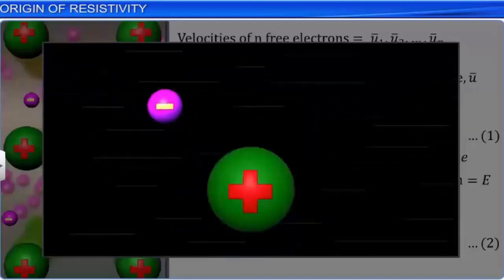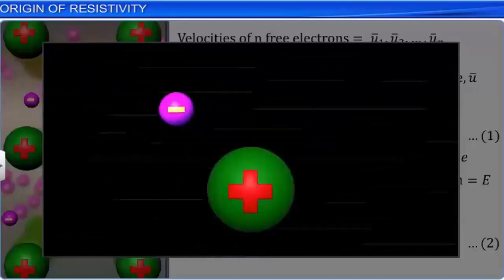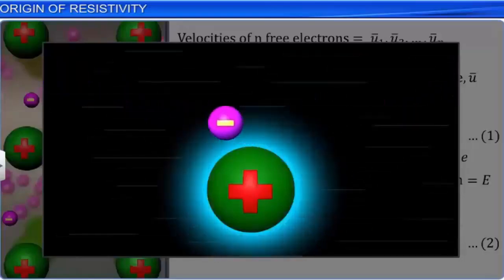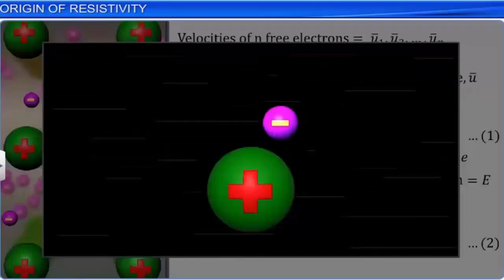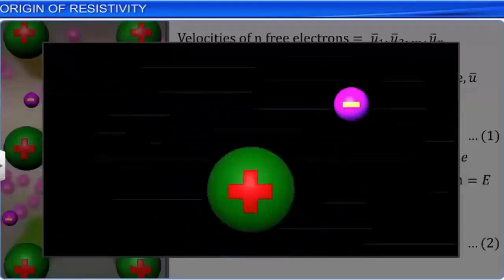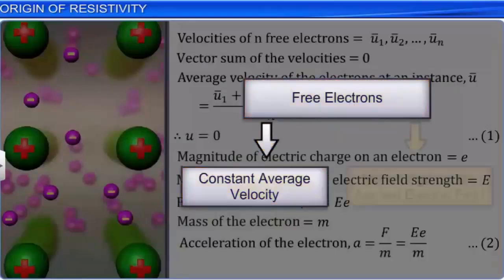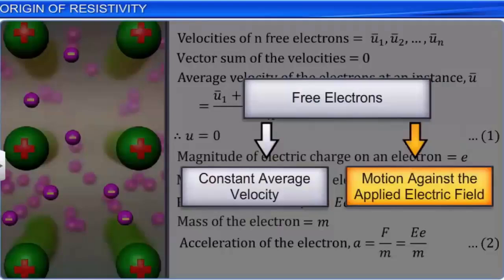Hence, the average velocity of the free electrons is constant and is directed opposite to the direction of the applied electric field. The average velocity gained by the free electrons in a conductor when subjected to an electric field is called the drift velocity.